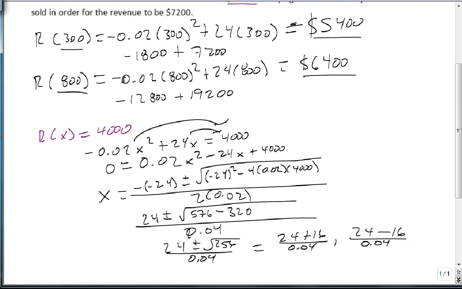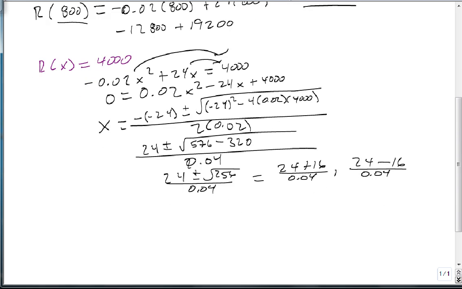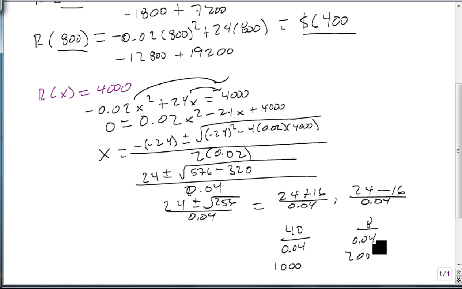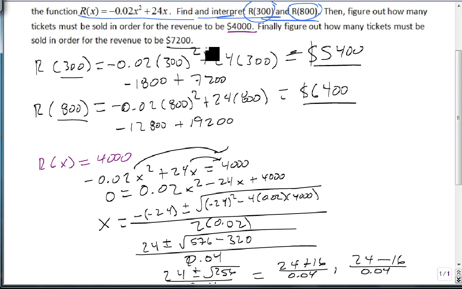If we work them out, 24 plus 16 is 40. 40 divided by 0.04 is 1,000. 24 minus 16 is 8. 8 divided by 0.04 is 200. So if we sell either 1,000 passes or 200 passes, we'll make $4,000. Likewise, we're going to do the same thing, but for 7,200 instead.